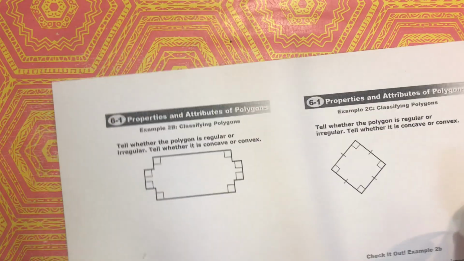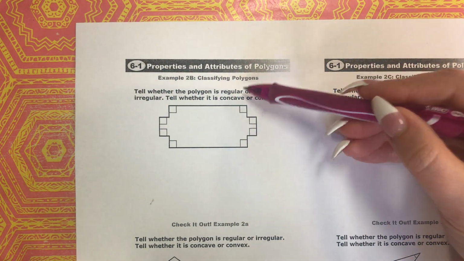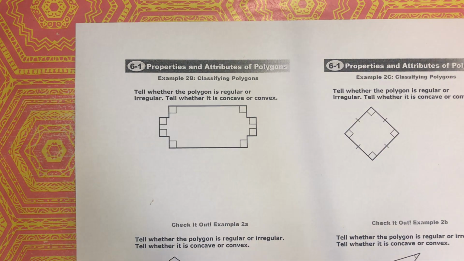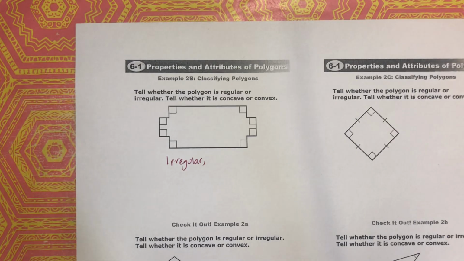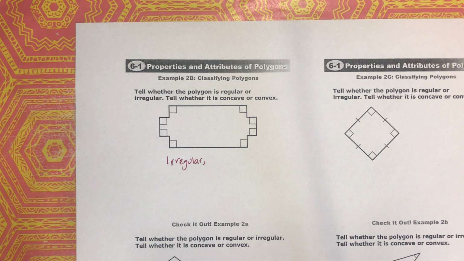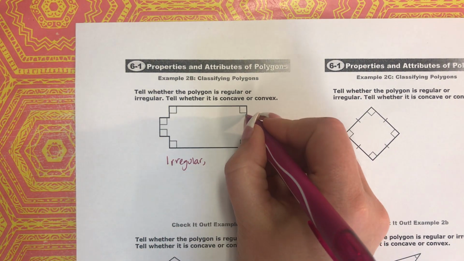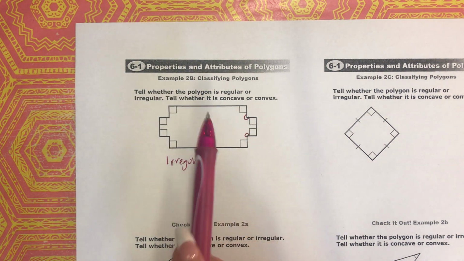Okay, perfect. Let's look at this next one, 2B. Regular or irregular? For it to be regular, all the sides would have to be the same. They're clearly not, so this would definitely be irregular. And then we need the same angles. These angles are the same, but there are also these angles here that are not the same. So this is not equal angular, and we know it's irregular.